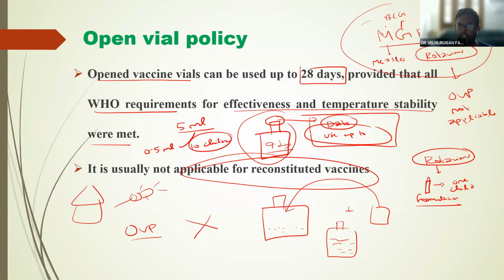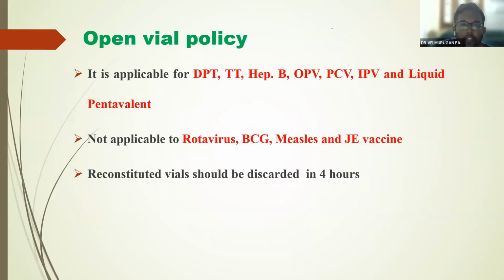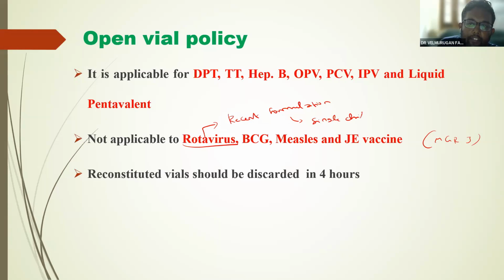So except for these vaccines, all other vaccines we can store up to 28 days. But for these vaccines, depending on the vaccine, we can keep it maximum only 2 to 4 hours. After that, we have to discard. Maximum is 4 hours. So it is applicable for DPT, TT, hepatitis B, OPV, PCV, IPV liquid, but it is not applicable for our MGRJ. In rotavirus alone, the recent formulation is given as a single child formulation, one vial, one dose. So at that time, there is no question of open vial policy.